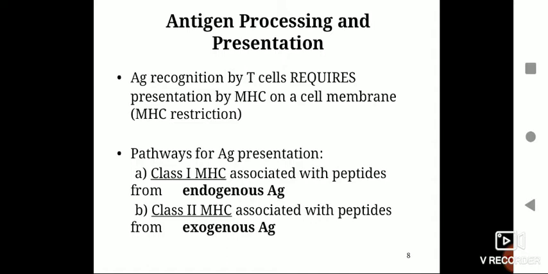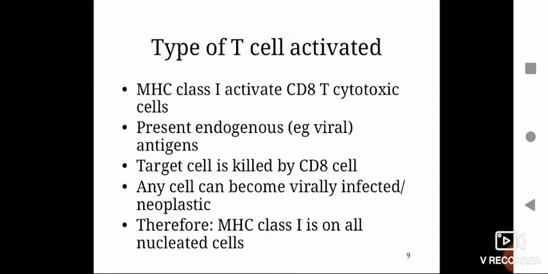There are two pathways which are followed. The first pathway is where the antigen is presented through the class 1 MHC molecule. Please remember, class 1 MHC molecules are always associated with endogenous peptides produced from endogenous antigen. We have already studied there are two types of antigen, endogenous antigens and exogenous antigens. So class 1 MHC always presents peptides produced from endogenous antigen, and class 2 MHC molecules are always associated with peptides from exogenous antigen, right?